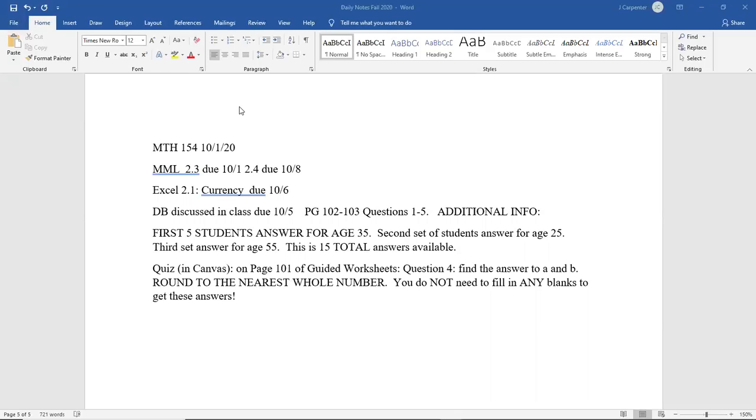You know the usual deal. This is our whiteboard with due dates and everything. 2.3 is due, my math lab homework is due today by midnight. 2.4 we will finish today, so that's going to be due within a week. The next Excel file, currency 2.1, that's due on the 6th.